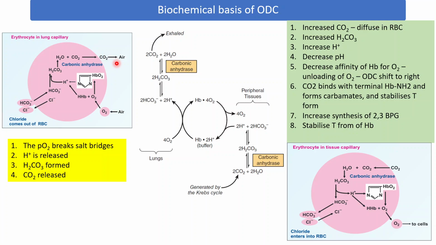So this is how the oxygen is transported from the lungs to the periphery, and from the periphery back to the lungs, and how the carbon dioxide is exhaled out. So this is how the hemoglobin does the transport of oxygen.